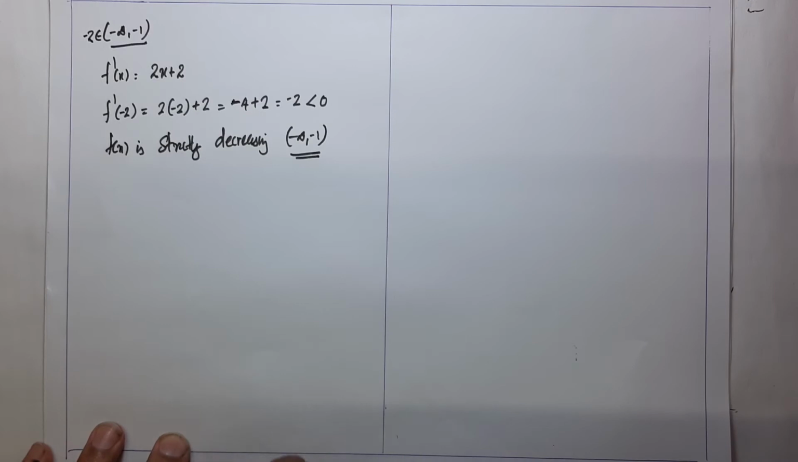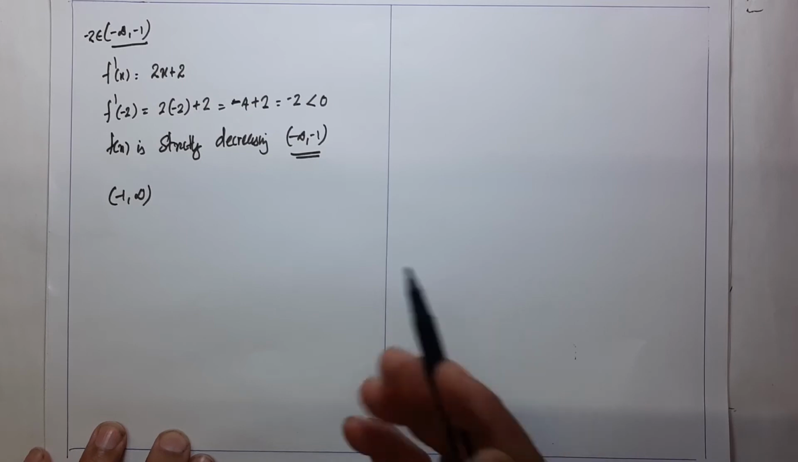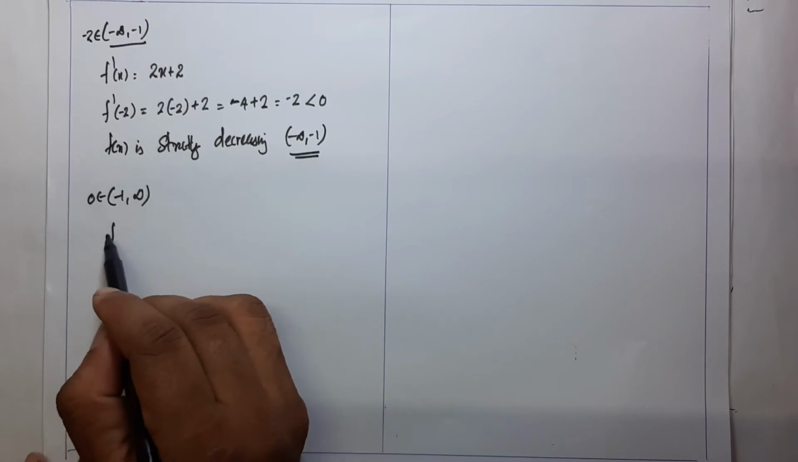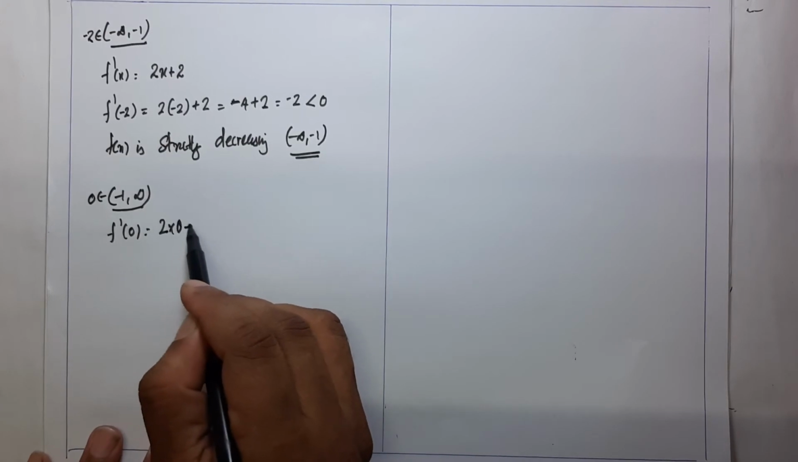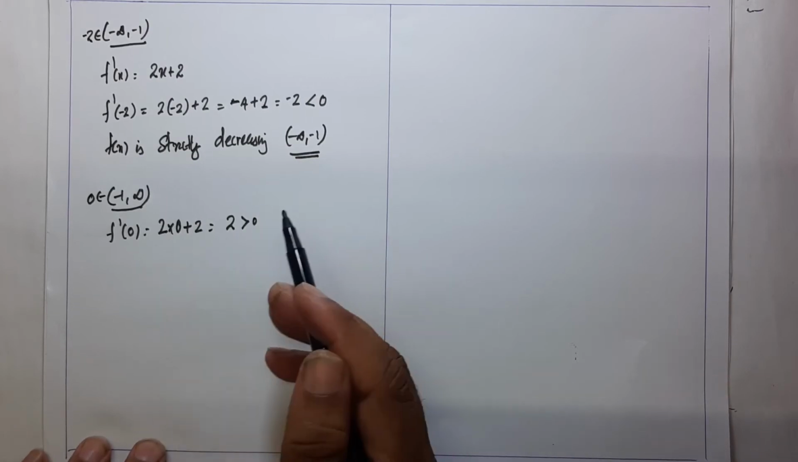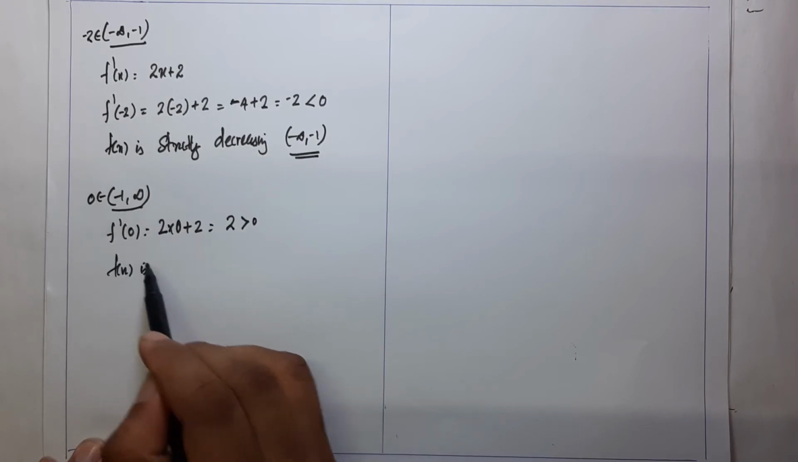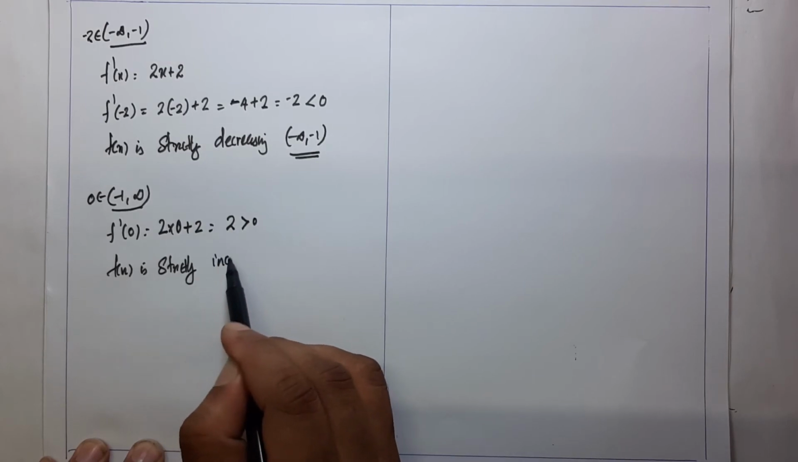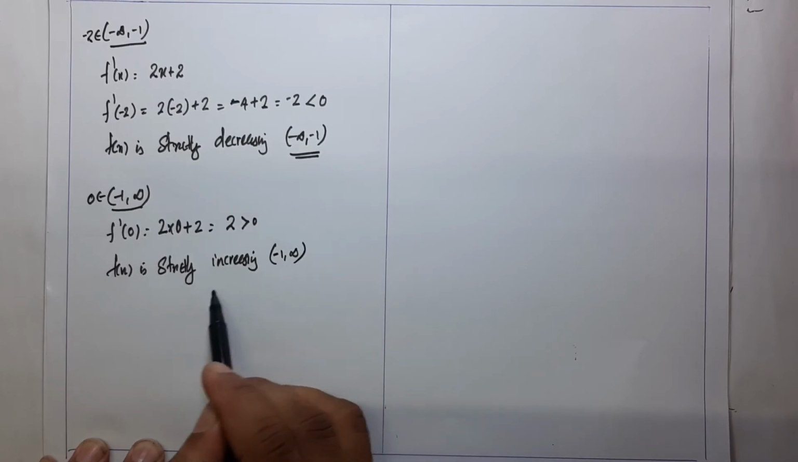Okay. Our second interval is minus 1 to plus infinity. After minus 1, select a point. Suppose it is 0. Substitute 0 into the first derivative of the function. f dash 0 is equal to 2 into 0 plus 2 is equal to plus 2, which is greater than 0. So when we substitute a point of the interval into the first derivative and we get a positive quantity, then our function is said to be strictly increasing in the interval minus 1 to infinity.